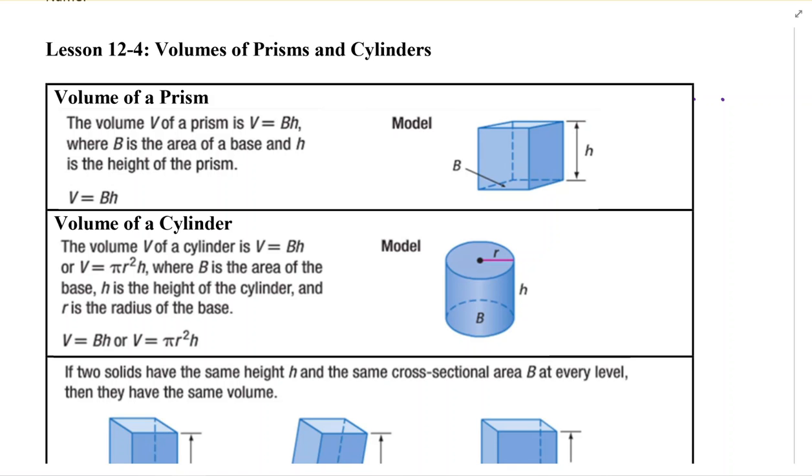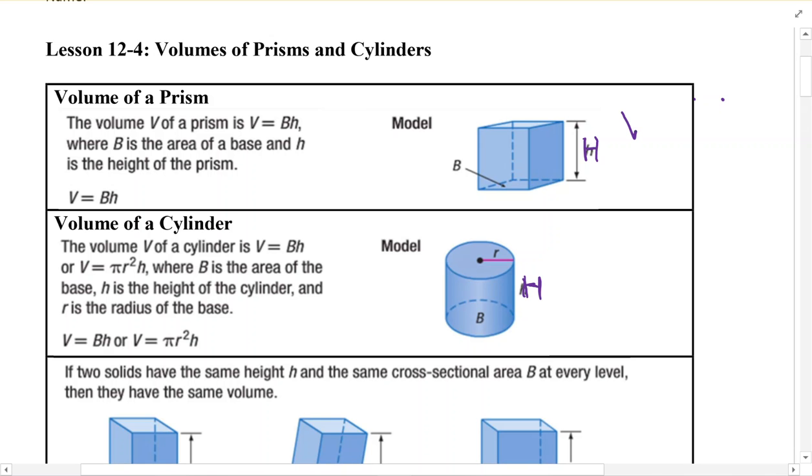Volumes of prisms and cylinders, lesson 12.4. We're going to talk about the height of a prism or cylinder. We're going to change this little h to be a capital H, so we understand it's the height of the cylinder and not the height that we use to calculate the base.